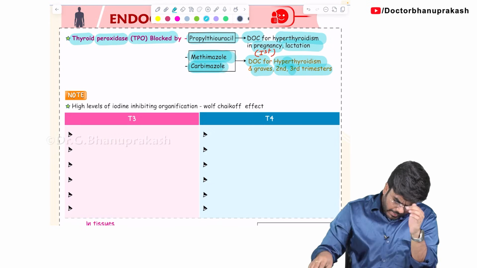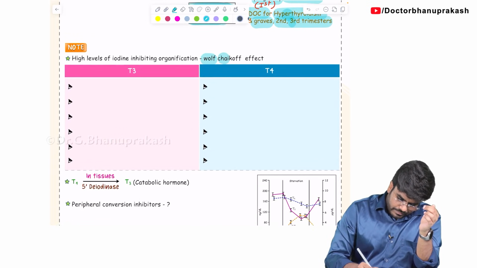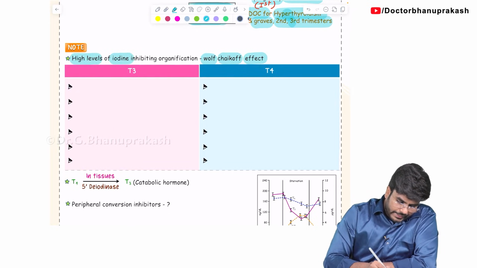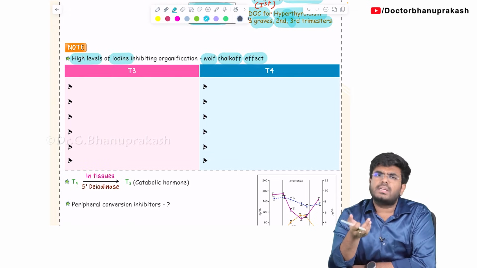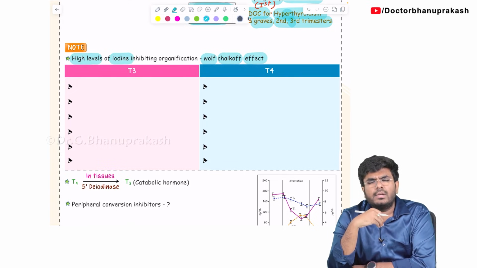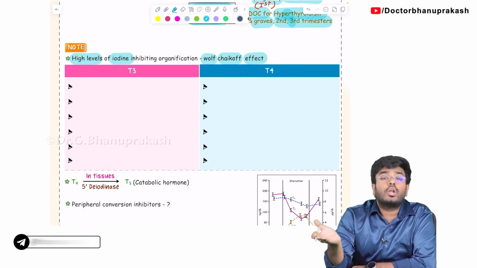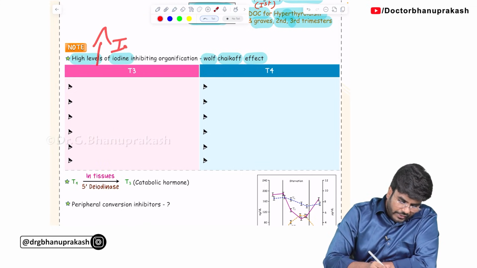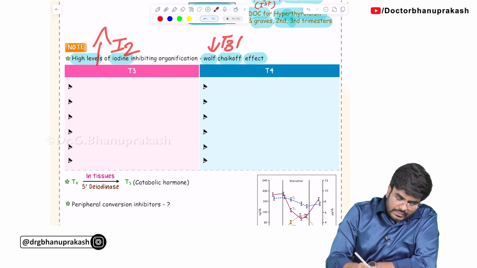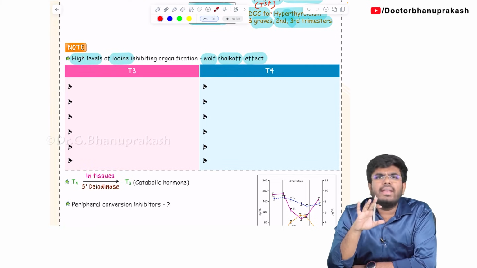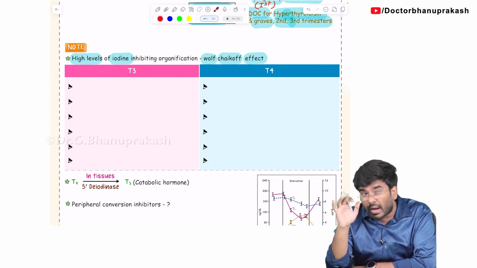Now, let me explain what the Wolff-Chaikoff effect is. See, high levels of iodine intake. What will happen? Usually students will think, sir, iodine helps in thyroid hormone production, so if I take more iodine, do you think more T3-T4 is produced? No, actually not. The reverse is going to happen. Taking high levels of iodine actually decreases T3-T4 hormone production. Even if you take high amounts of iodine accidentally, you will never land up in hyperthyroidism. Actually, you will go into hypothyroidism.